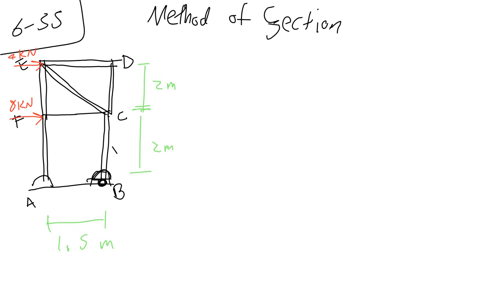Well, actually, no. What was the question again? The question was determine the force in the members. I'll label those members. EF is this member, CF is this member, and BC is this one. BC, okay. And we're going to use method of sections.